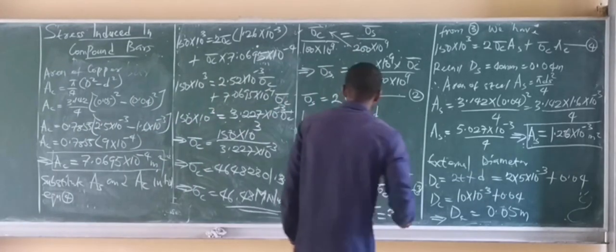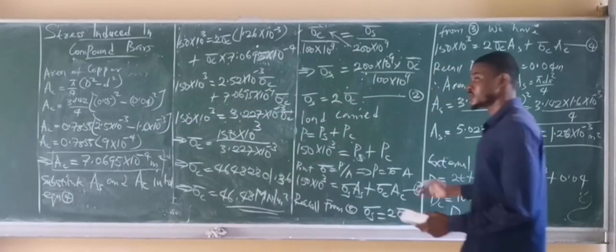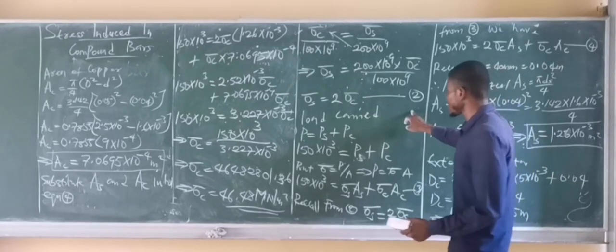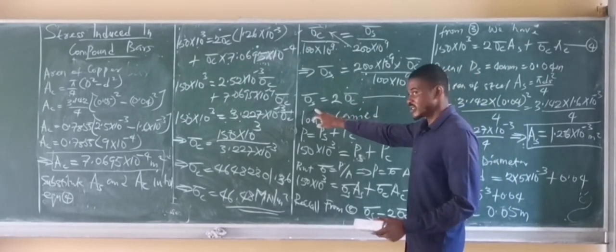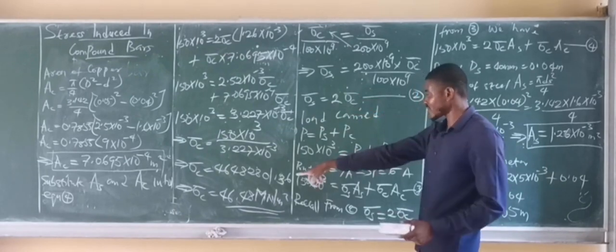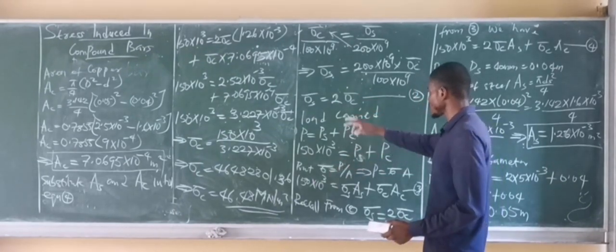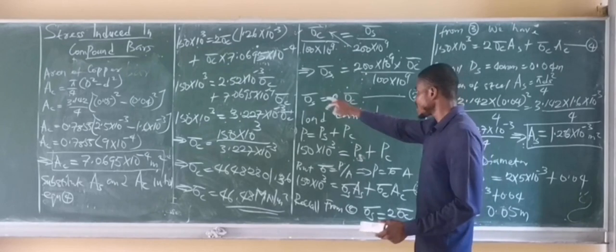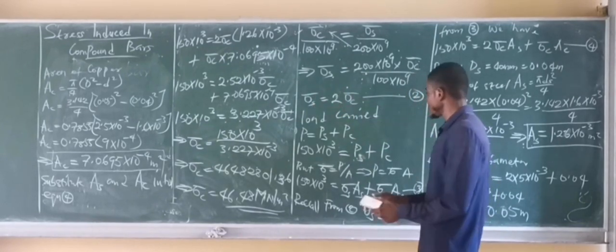Now recall from equation 2. From equation 2, we obtain that the stress induced in the steel is 2 times the stress in the copper. And we found the stress in the copper to be that. So what we do is multiply the stress in the copper by 2. That will give us the stress in the steel.